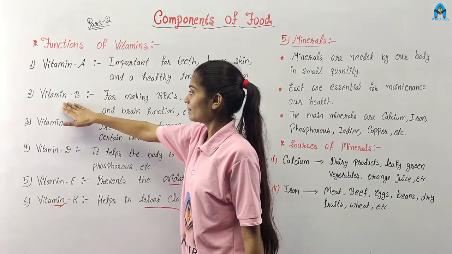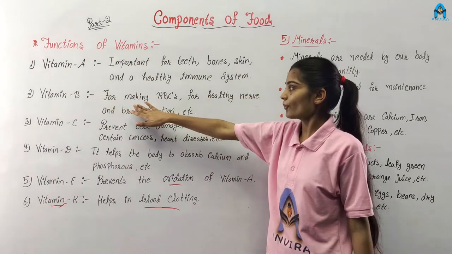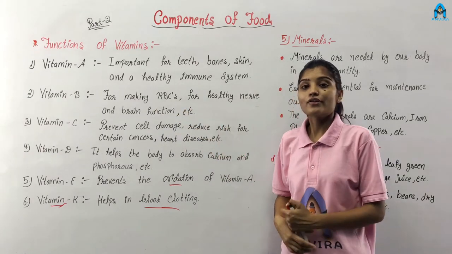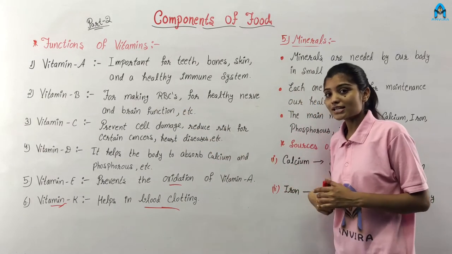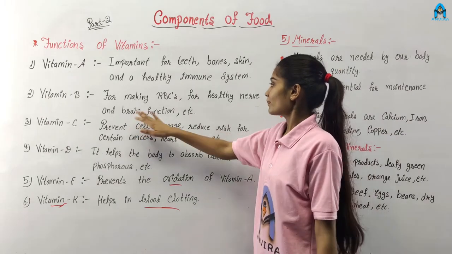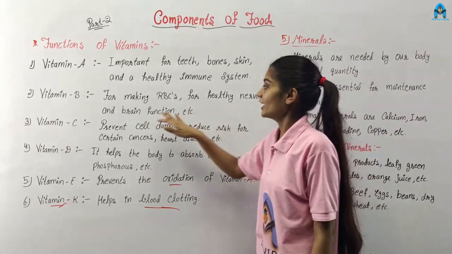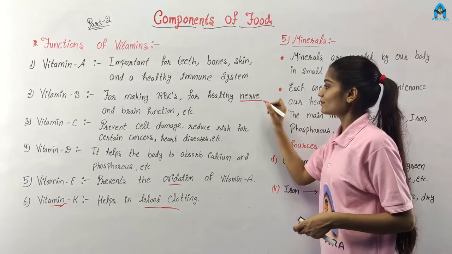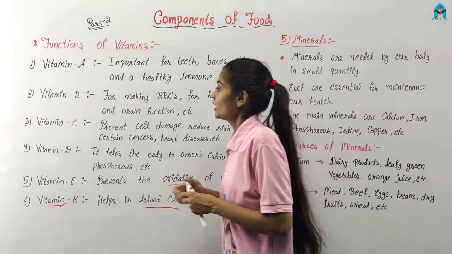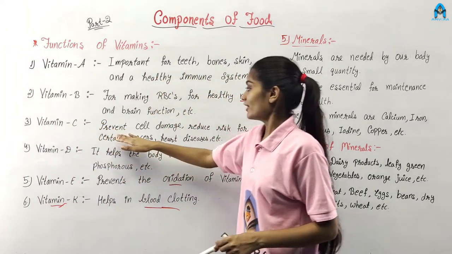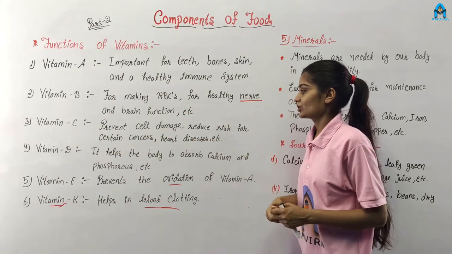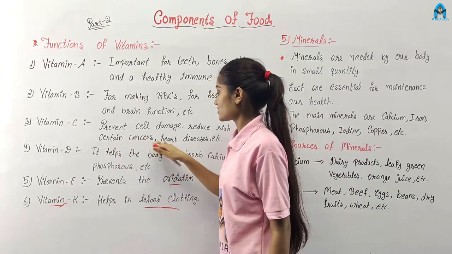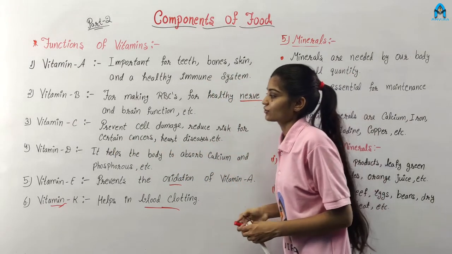The function of vitamin B is, it is important for making RBCs. And the meaning of RBCs is red blood cells which is present in our blood. And it is important for healthy nerve and brain function and etc. And the nerve belongs to our brain. Vitamin C. It prevents from cell damage. And it reduces risk for certain cancers, heart diseases, etc.